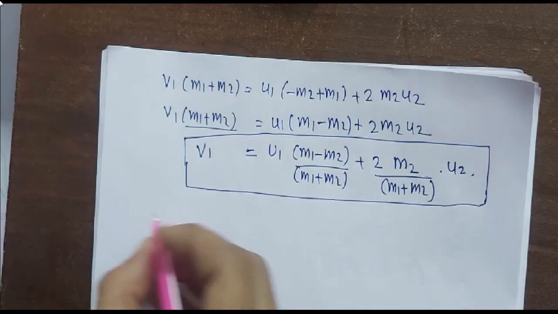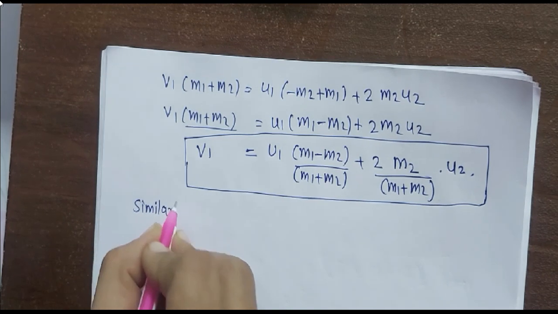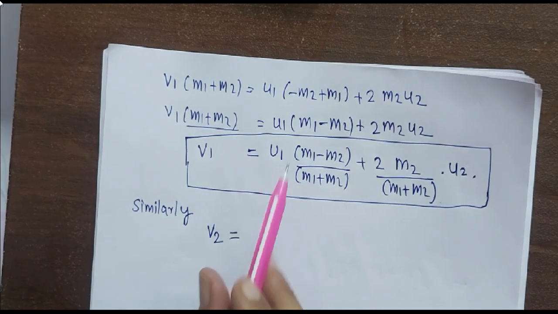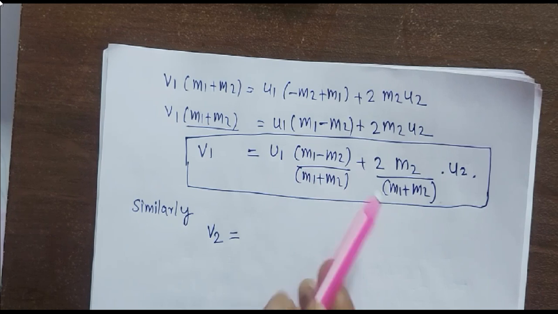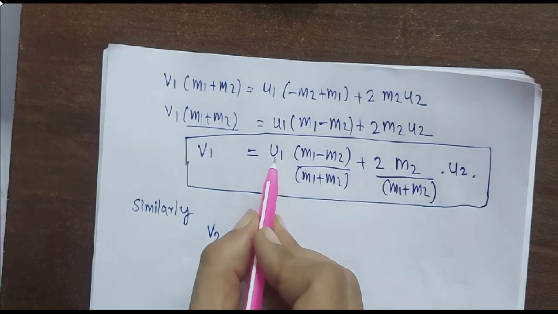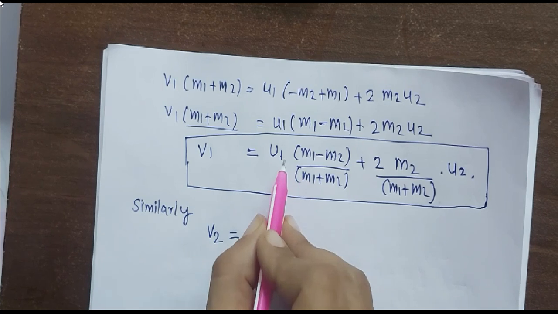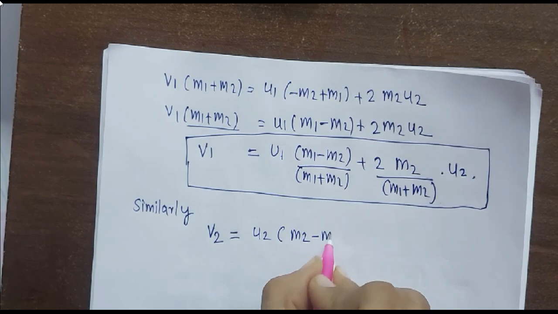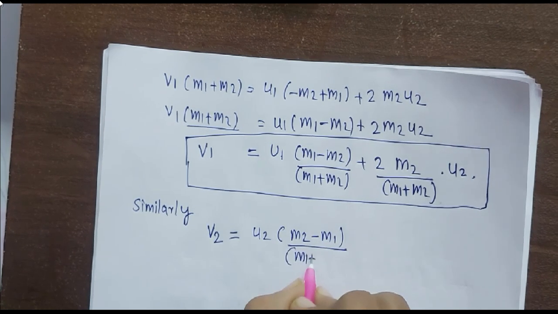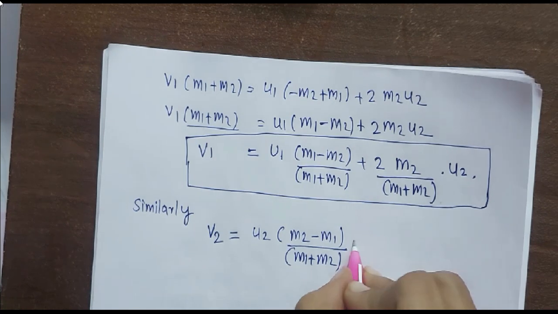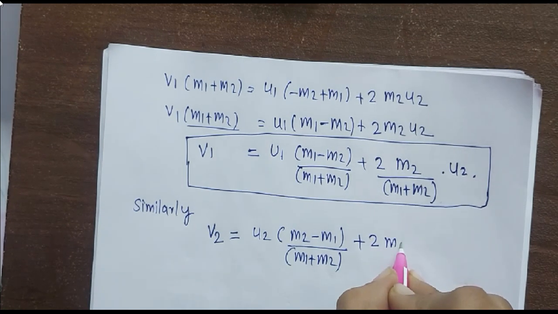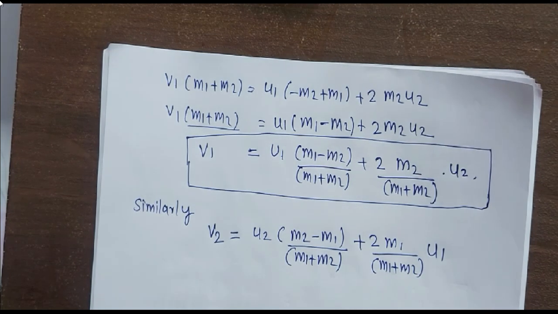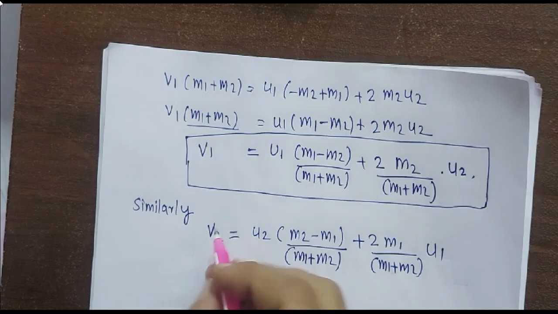Similarly, for velocity of the second particle with velocity v2, straightforward, we only interchange 1 by 2, not for masses, for the entire thing. So the equation becomes v2 is equal to u2 (m2 - m1) upon (m1 + m2), it will remain same since this is a sum, plus 2 times m1 upon (m1 + m2) times u1. This is the final velocity.